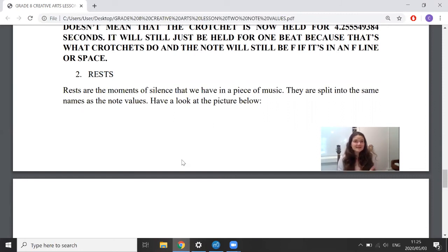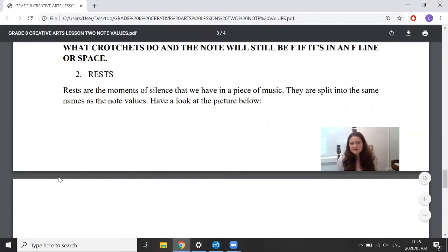Remember, technically the definition of music is organized sound. Music is organized sound, and that means music can be pretty much anything, so long as you've planned it, it's music. And so we've also got to include silence in that.